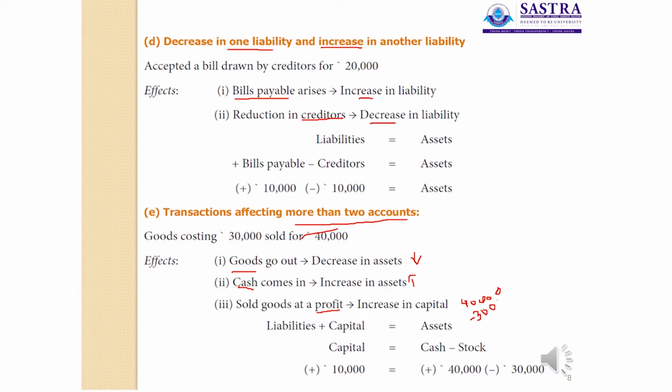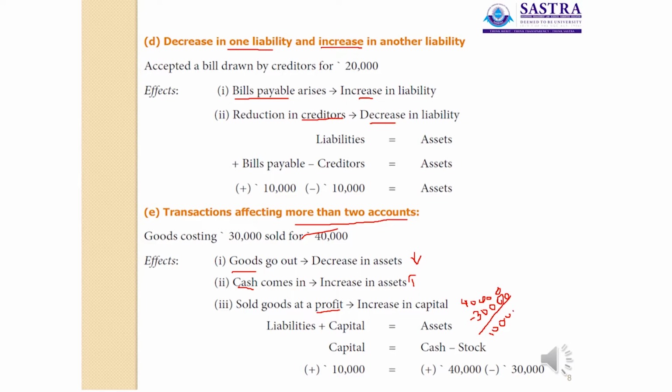Is equal to 10,000. So 40,000 minus 30,000 is 10,000. 10,000 is the value of profit. So profit will be increased. If profit increases, automatically the value of capital is also increased. So 10,000 increases the value of capital.